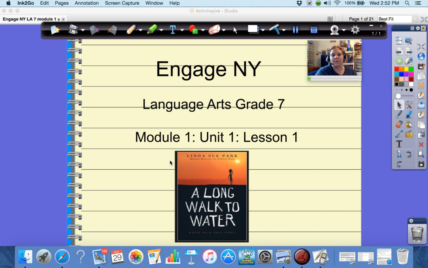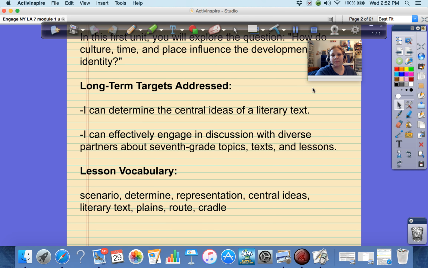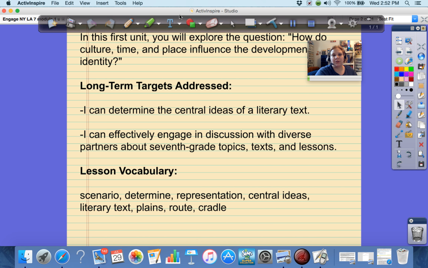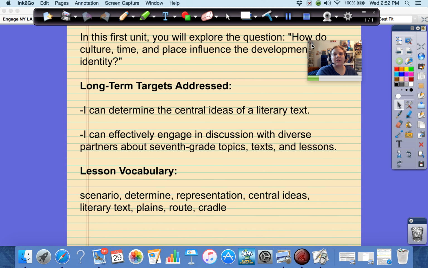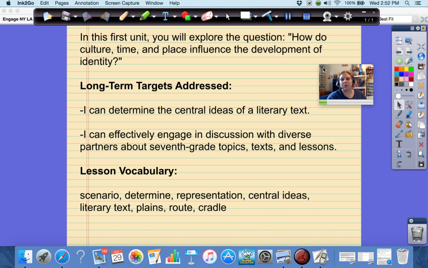And this is the book that we will be reading. It's called A Long Walk to Water by Linda Sue Park. In this first unit, students will explore the question, how do culture, time, and place influence the development of identity? So basically, who are you based on your past experiences?